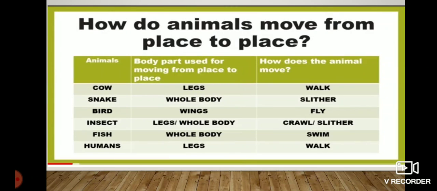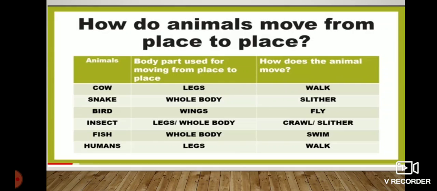Now, let us check an animal chart which shows the movements. Here you can see that cows use their legs to walk. Snake uses its whole body to slither. The movement of snake is called slither. We call it by the word slither. Okay. Birds use their wings to fly.